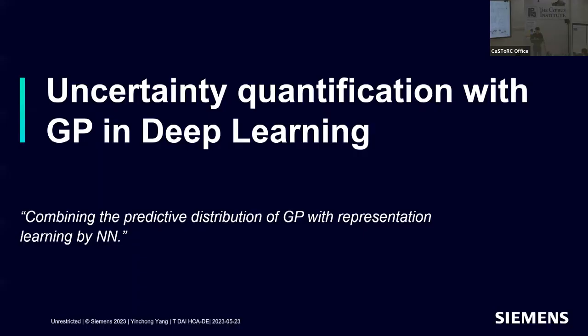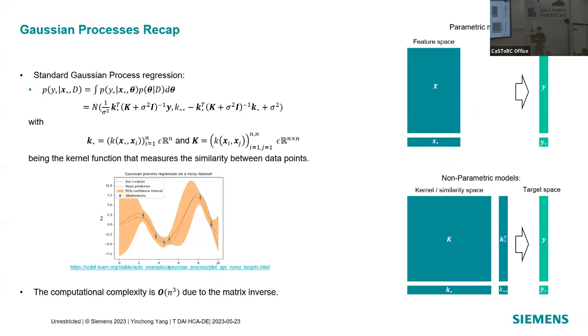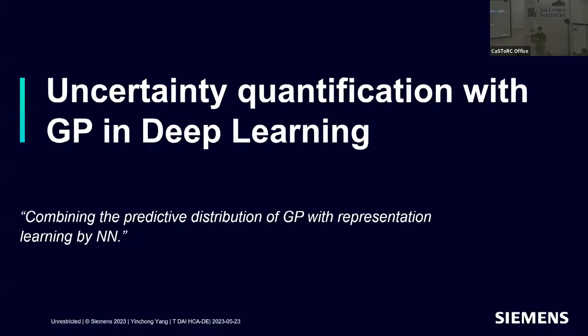And with that, I would like to go to the second topic of this talk, which is about the uncertainty quantification. So like I said earlier, what we are trying to do is to combine the predictive distribution of Gaussian process with the power of representation learning by neural networks.